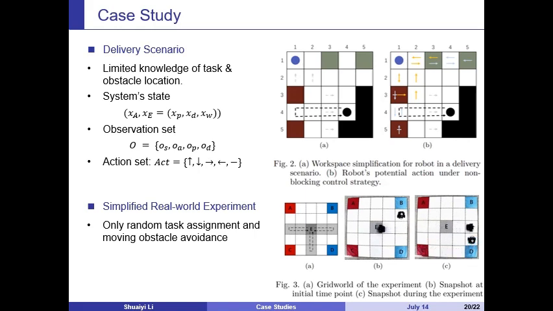The robot's mission is to infinitely visit the charging station, pick up and deliver the cargo. The system state contains the robot's location XA and the environment state XE, which contains the pickup location, the delivery destination location, and the moving obstacle's location. The robot can move in 4 directions and can observe if the cargo is picked up or taken away, and also can detect the moving obstacle when it is nearby. The resulting strategy is shown in the right figure. We also did a real-world experiment that only involves random task assignment and moving obstacle avoidance. One robot is controlled by the algorithm while the other acts as an obstacle and moves according to the dashed line cruise.